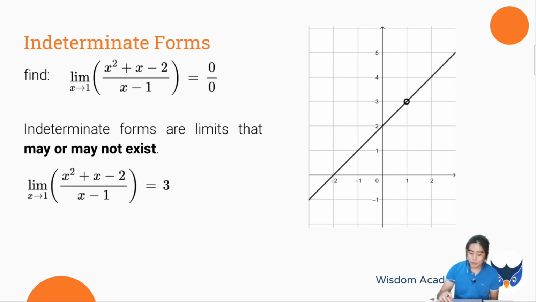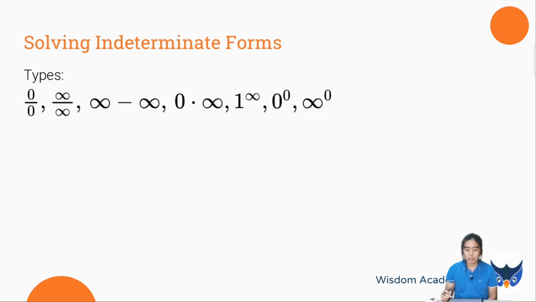So, paano ba natin isa-solve yung mga to? First, let us discuss kung ano muna yung mga types ng indeterminate forms. The types are: if we encounter 0 over 0, infinity over infinity, infinity minus infinity, 0 times infinity, 1 raised to infinity, 0 raised to 0, and infinity raised to 0. So these forms are indeterminate forms.